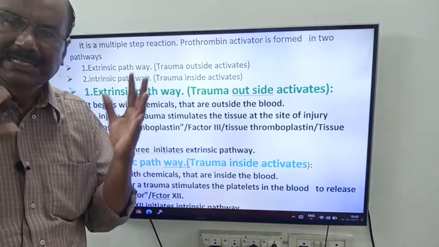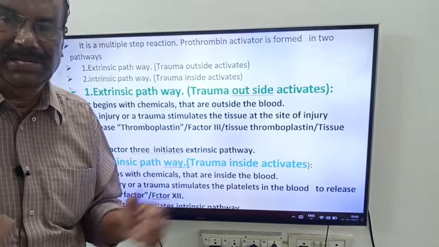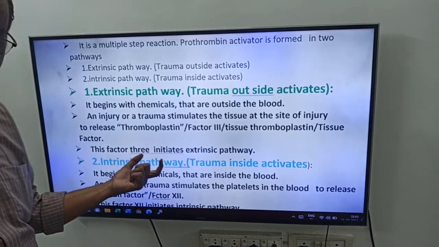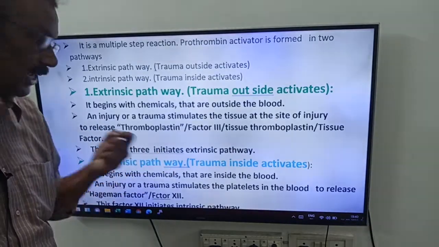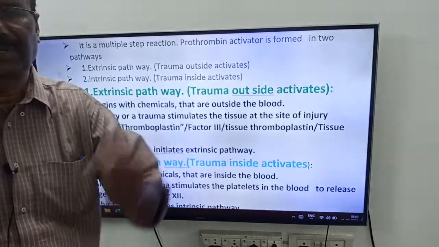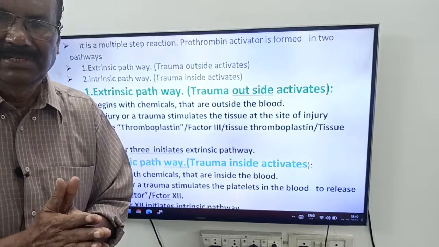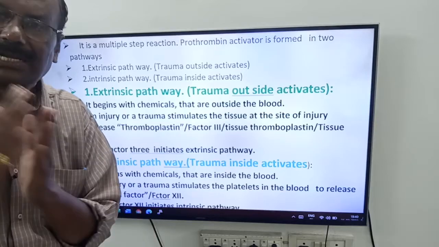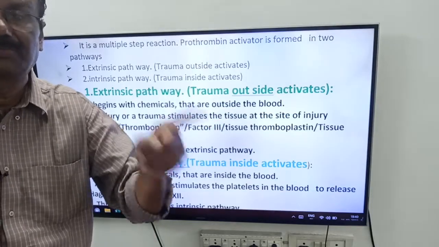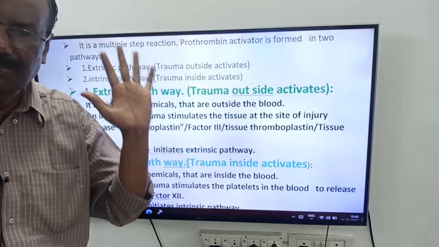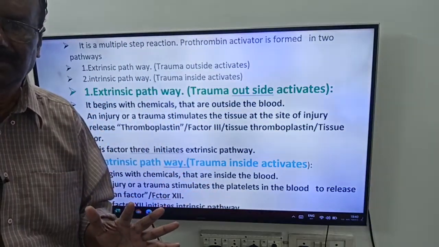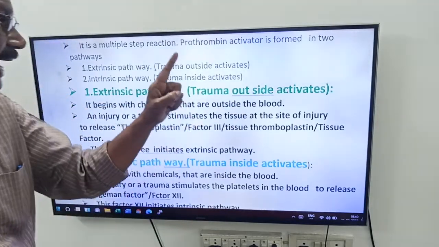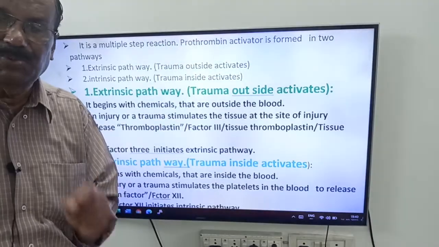What is factor 3? It is thromboplastin, or tissue thromboplastin, or tissue factor. Thromboplastin initiates the extrinsic pathway. So this is one step, friends. Factor 3 or thromboplastin initiates the extrinsic pathway. The intrinsic pathway is not initiated by thromboplastin, not factor 3. The extrinsic pathway is initiated only by factor 3, or thromboplastin, for the formation of prothrombin activator.